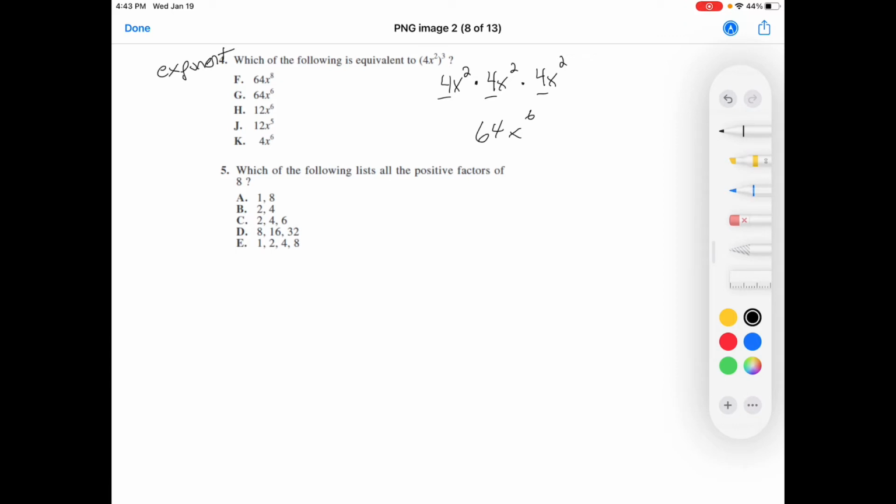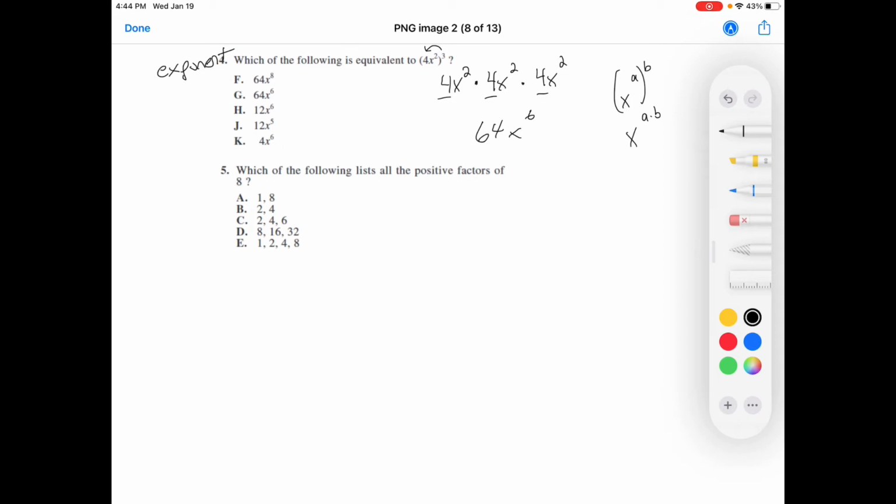Another way you could do this, you know you have to do 4 cubed, 4 times 4 times 4. And when you have a power raised to a power, like if we had x to some power raised to another power, that is x to the a times b. And so you can multiply 3 times 2, and that gives you the exponent of 6.